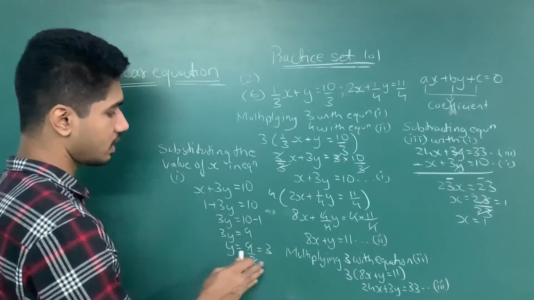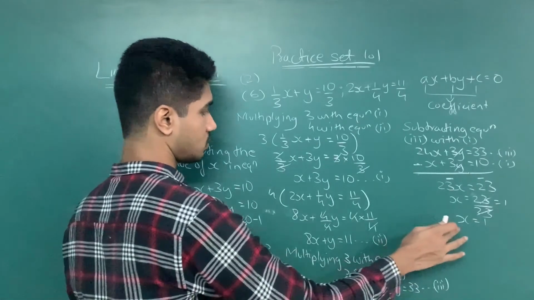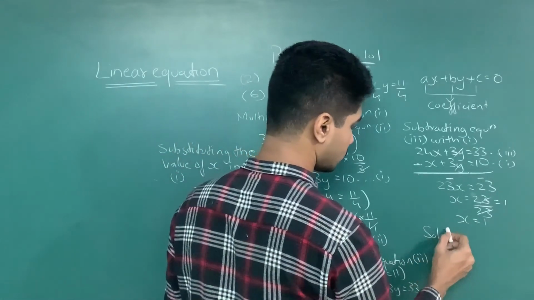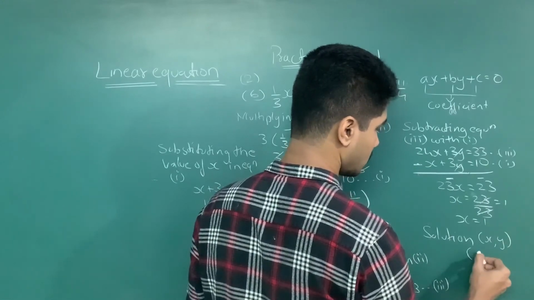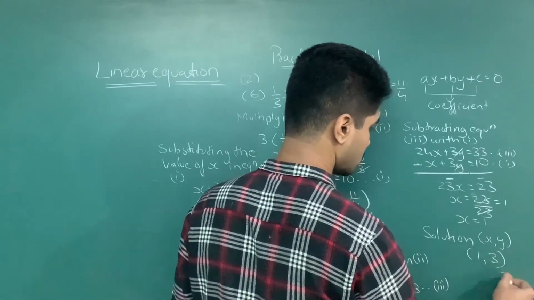So the value of y is 3 and the value of x is 1. So the solution for x comma y is nothing but 1 comma 3.